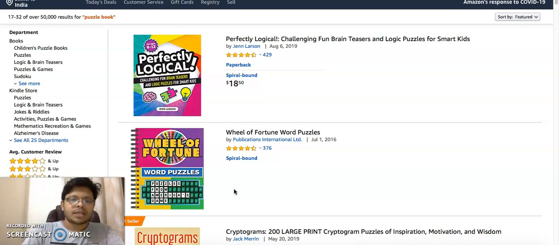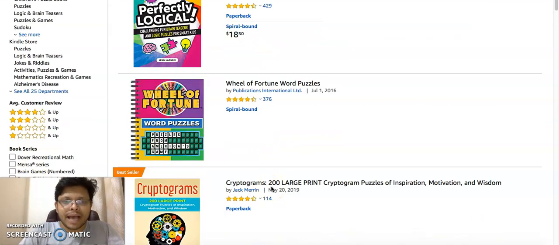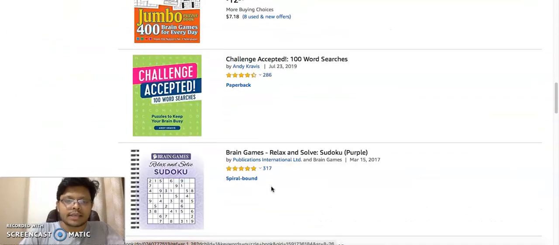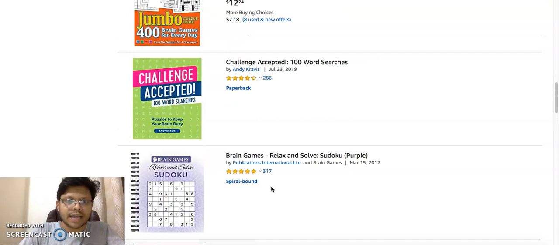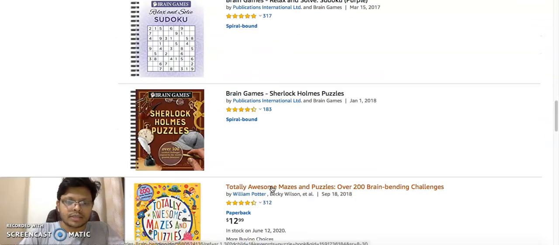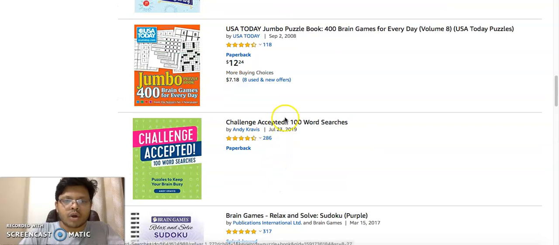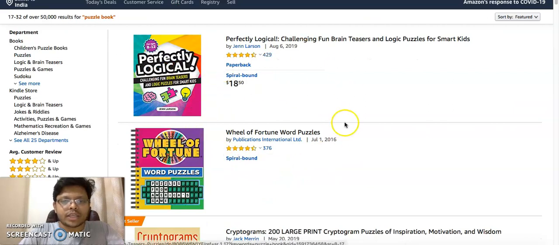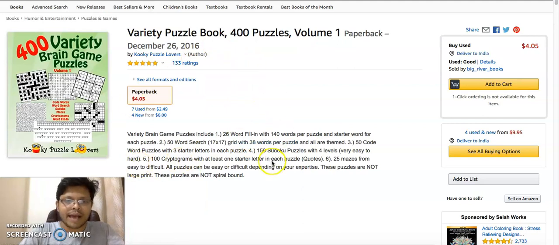So let me start off the process by typing in puzzle book. That's the keyword I have typed, and as you can see, I'm getting all these related searches and results. What I would usually do is click on each one of these and open them in a separate tab altogether. This is what I have for the first one: a variety puzzle book, 400 puzzles, volume 1, and it's got about 133 reviews.